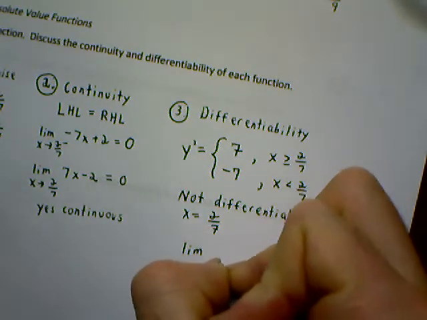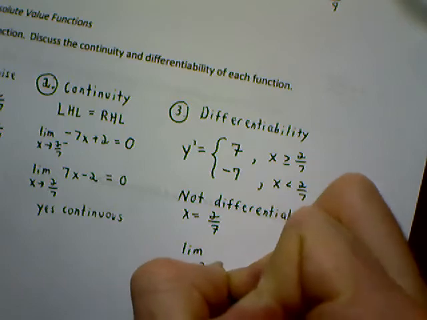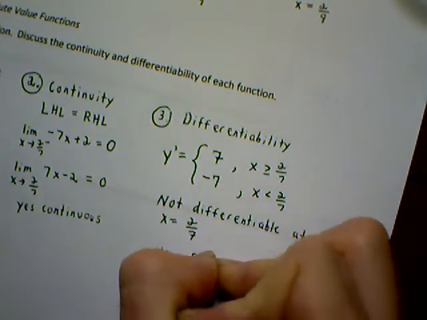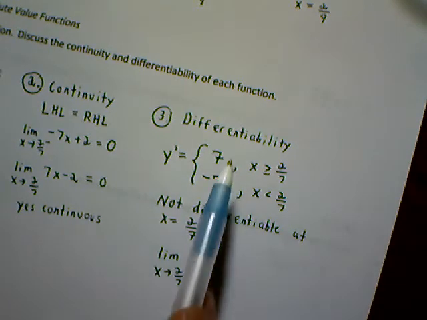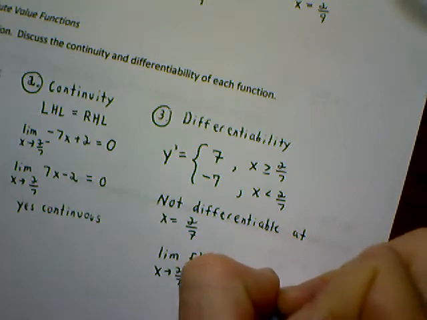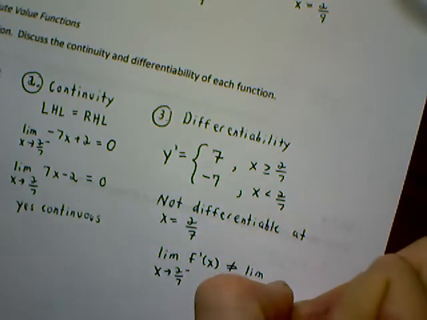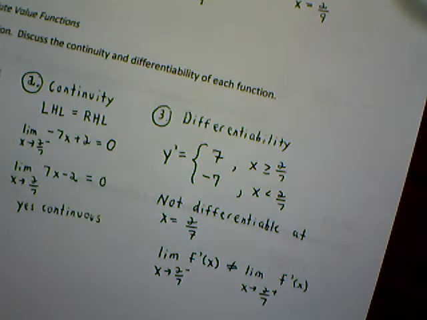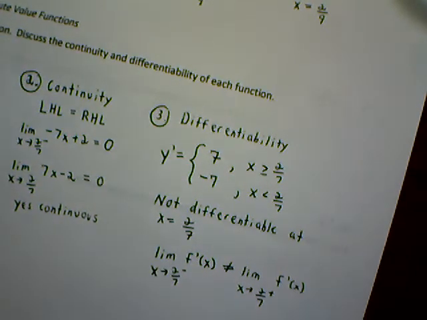The limit as x approaches 2/7 from the left of f prime of x, or of the derivative, is not equal to the limit as x approaches 2/7 from the right of f prime of x, or if we're talking about y, in this case you would put y prime.